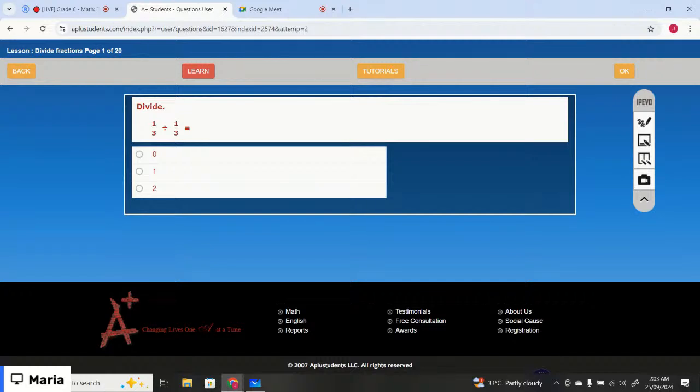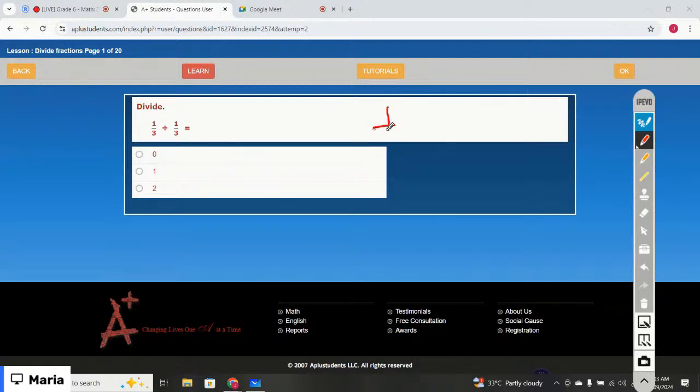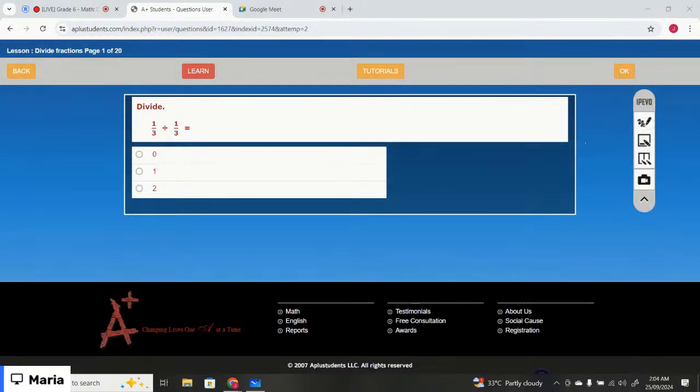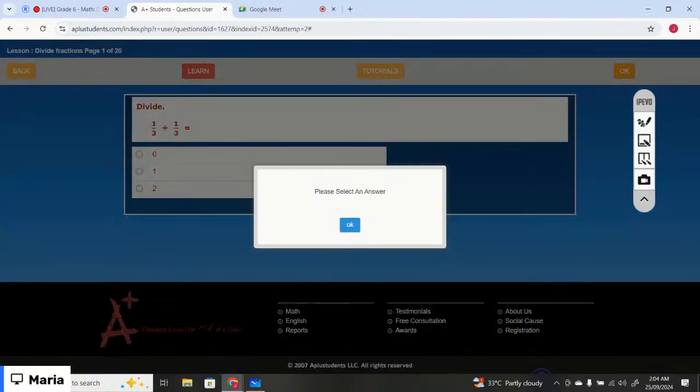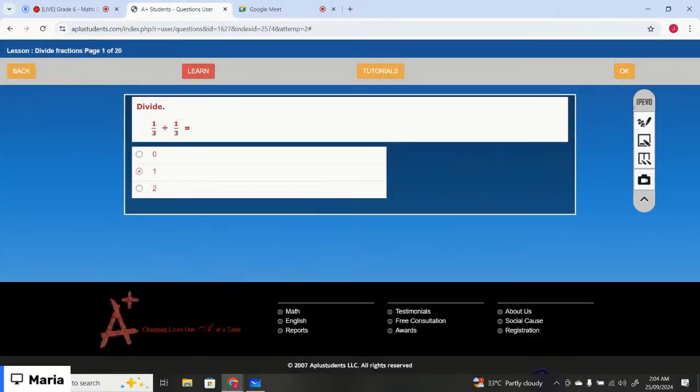Okay, the next one is 1 by 3 divided by 1 by 3. So let's see how we divide. We need to replace this division sign with multiplication, and then we have to take the reciprocal of the fraction after. Reciprocal means you need to interchange the numerator and denominator, right? So 3 times 1 is 3, and you are left with only 1. So the correct option is 1. Option number 2 is the correct option. Got it?